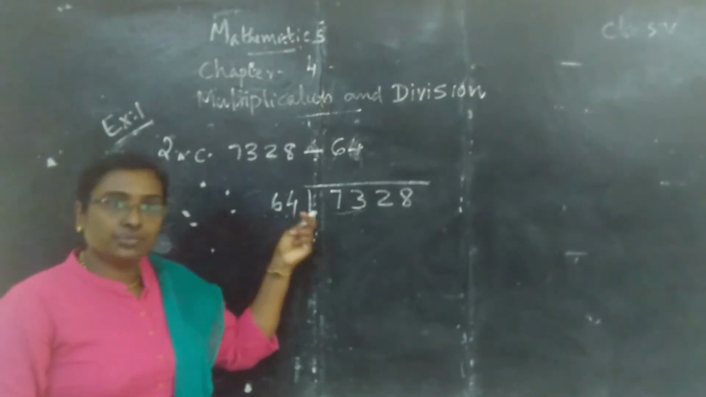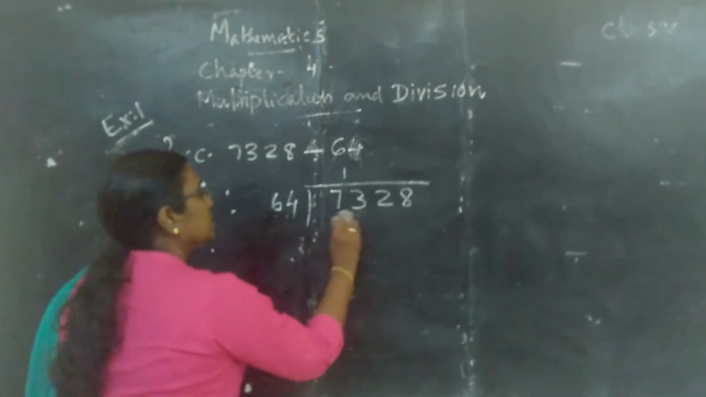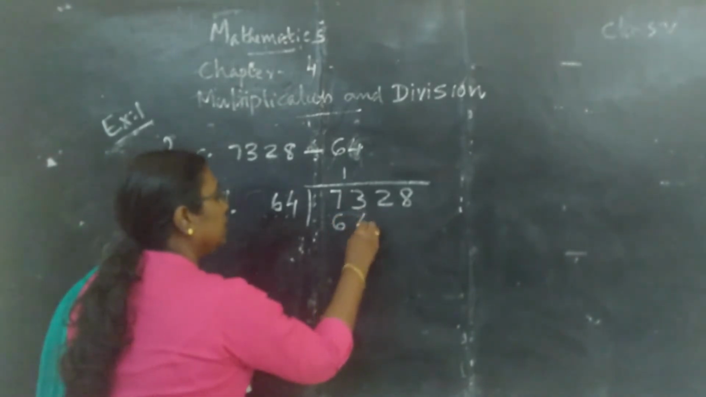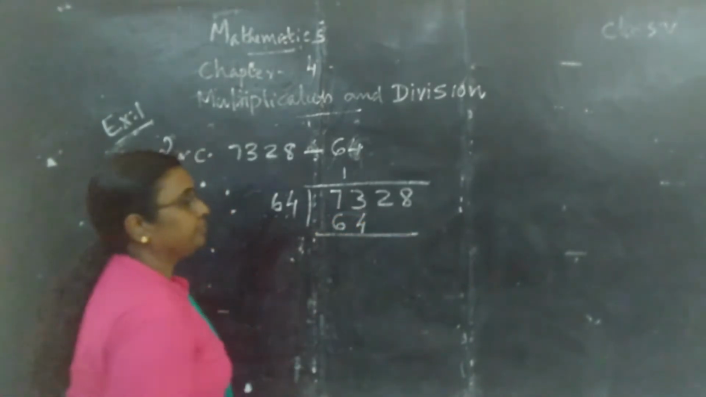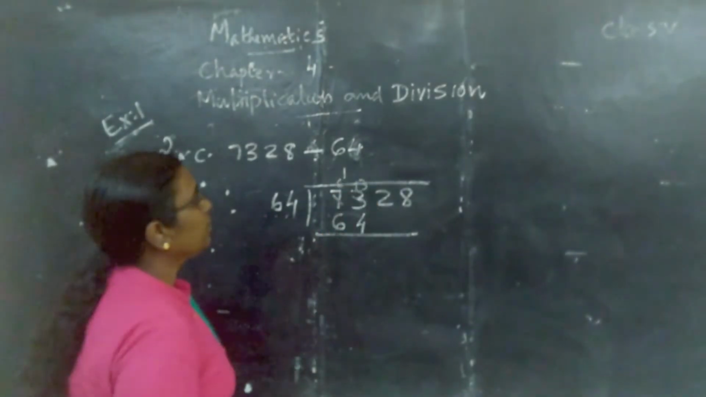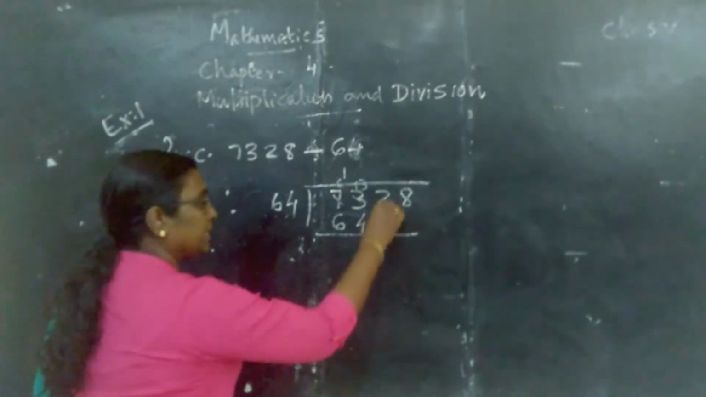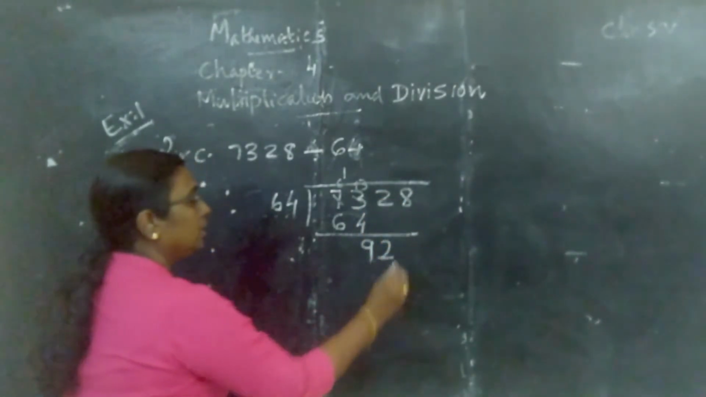How many times 64 in 73? 1 time. So write 1 here. Write 64 below 73. Then subtract. 73 minus 64 is 9. Then carry down the next digit 2. 92.